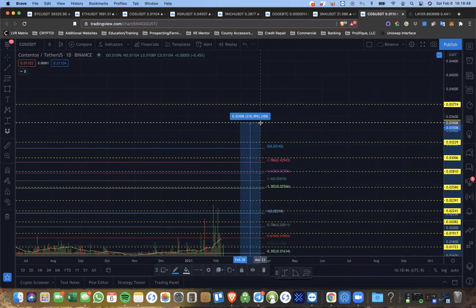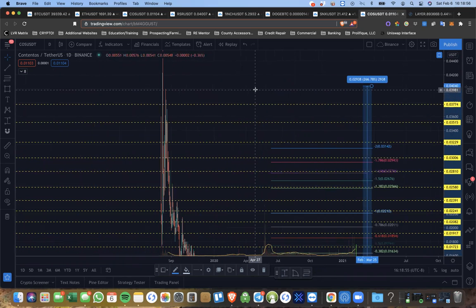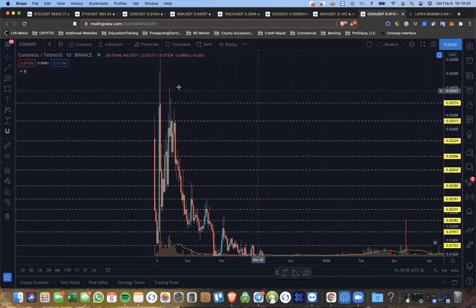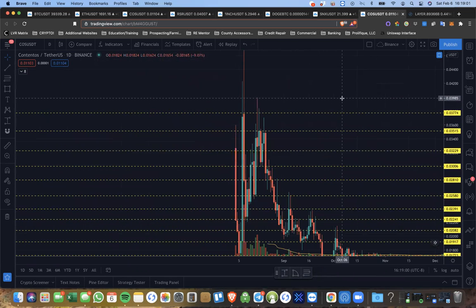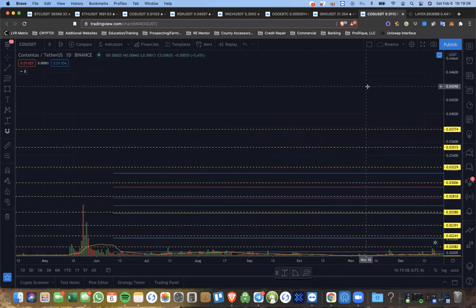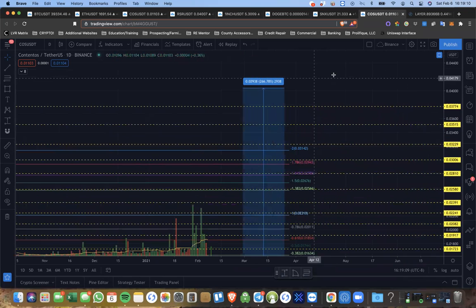I can almost bet you that this is along the 382. This is along the 5. 618, probably around here. So this would be my target right here. And you can see that this is where it pretty much tops out, right? And it could go past this, but I asked myself, am I happy with this profit? And I say to myself, yes, I am happy with this profit. So I'm gonna sell.